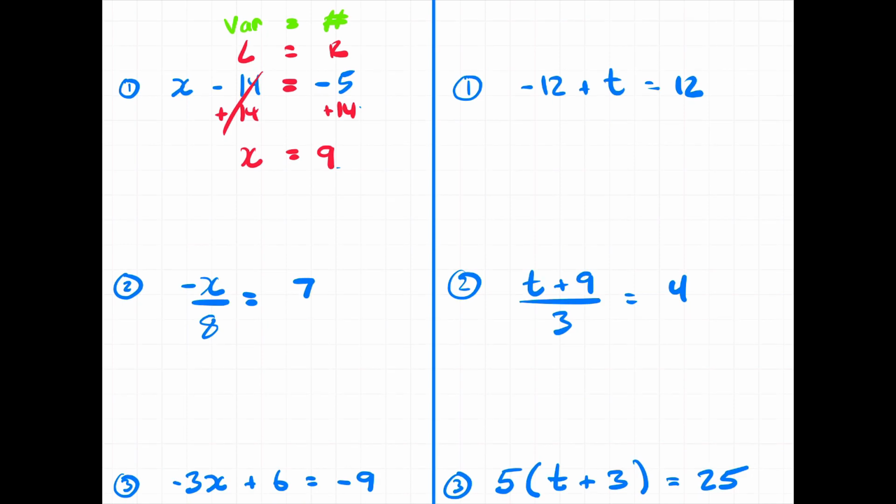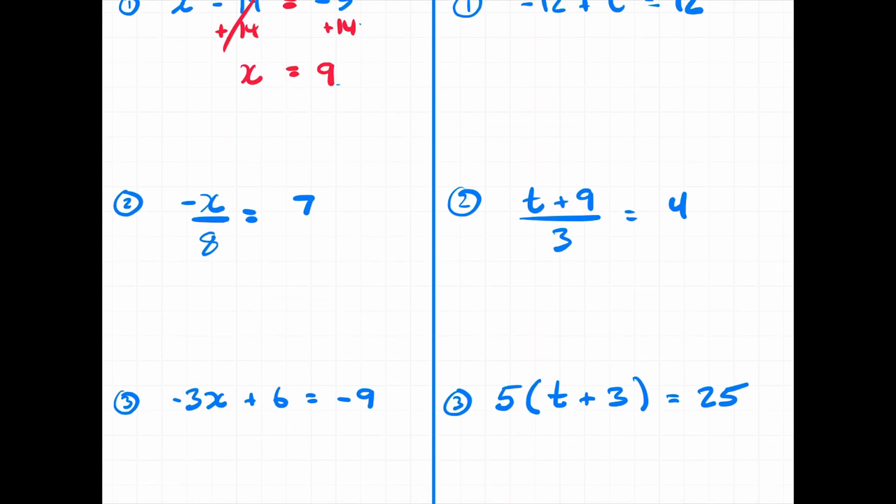Okay, number 2, I have a negative x divided by 8. And if I'm dividing by 8, I want to do the inverse operation and multiply both sides by 8. The 8's cancel, and I have a negative x equals 56. However, I don't want a negative x value. I want an x value, so I can just convert it by changing the signs of both of these, which is just dividing both sides by negative 1. So I end up with x equals negative 56, not negative x equals positive 56. This is the preferred form, the correct answer.